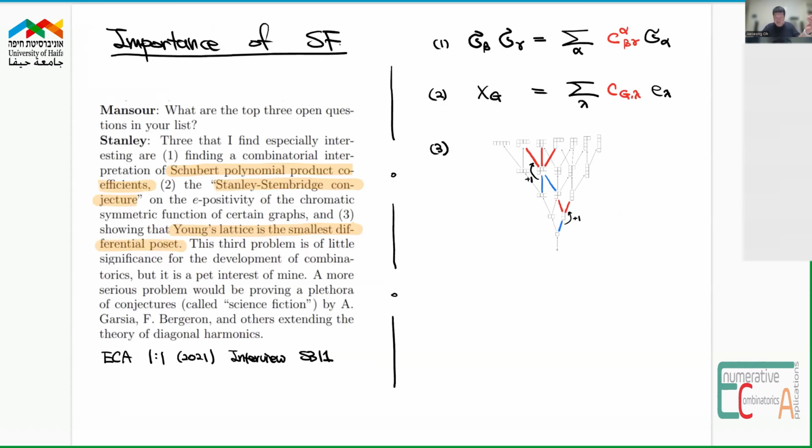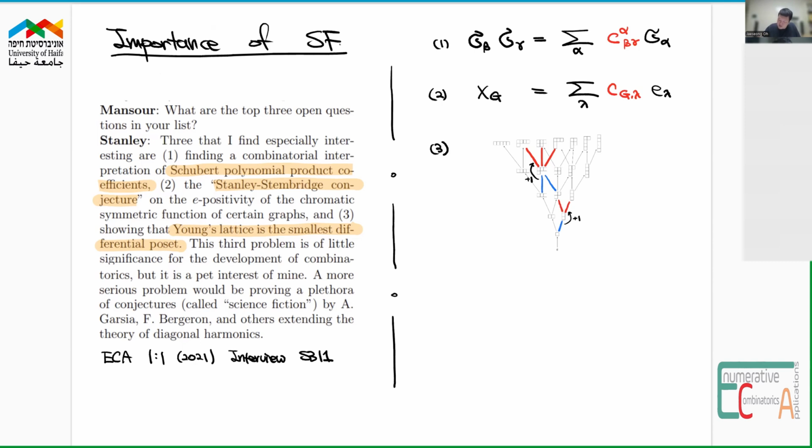So I prepared another interview. It's the same interview of Richard Stanley. Richard Stanley also got asked a question like, what are the top three open questions in your list? The first question was Schubert's structure constants. The second problem was the Stanley-Stembridge conjecture about e-positivity of chromatic symmetric functions. And the third question was whether Young's lattice is the smallest differential poset.